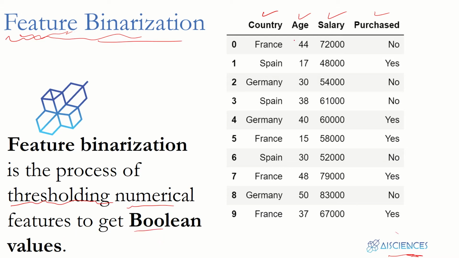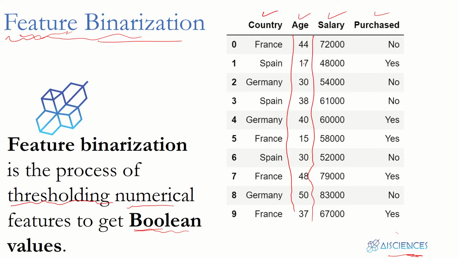So let's say this column is a numeric column, right? This age column. So we want to threshold it to some level so that we can convert this column to a Boolean column, right? Now how can we do it? Let's forget it, we will do it in a while. But why should we do it?